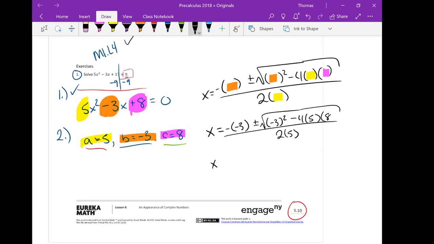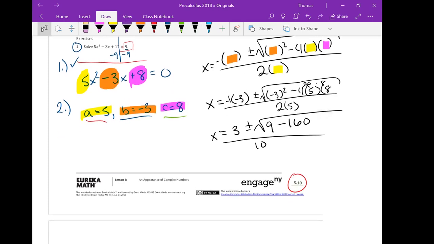I'm going to take a step simplifying. A -3, that's like a -1 times 3. In other words, it's a +3 plus or minus the square root of -3 times -3 is 9, minus, I'm going to treat this as like 20 times 8. 20 times 8, it's 160. 160 all over 10. So we're almost simplified.